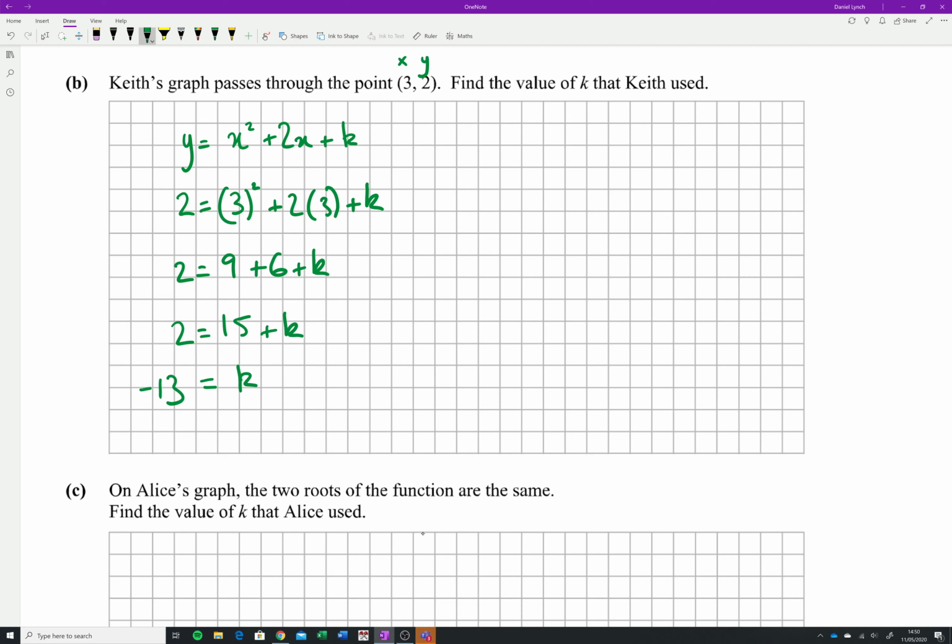It says on Alice's graph, the 2 roots of the function are the same. That's the same as each other. Okay. Could have been a little bit clearer. As each other. Find the value of k that Alice used.